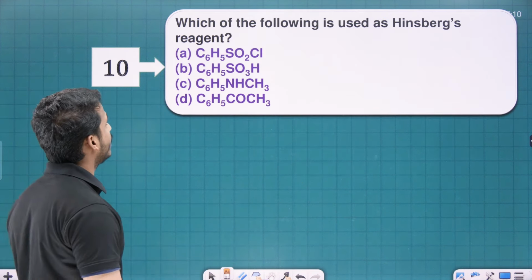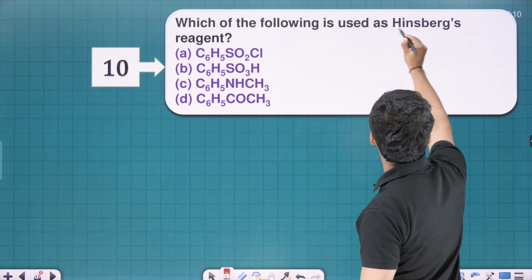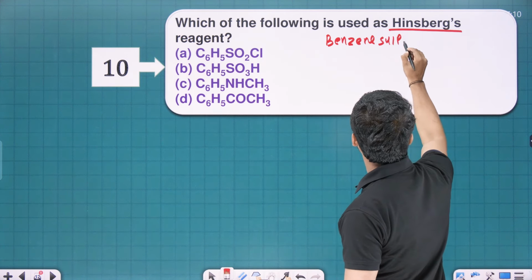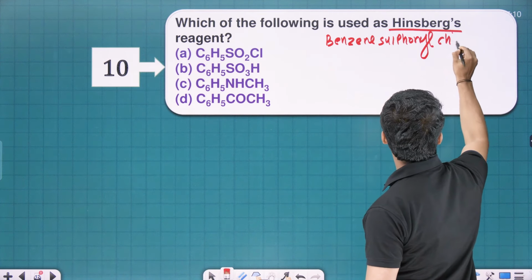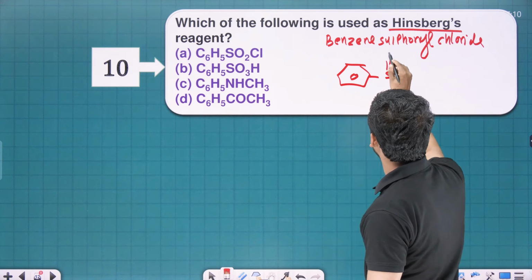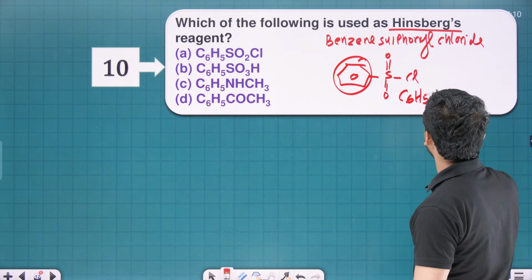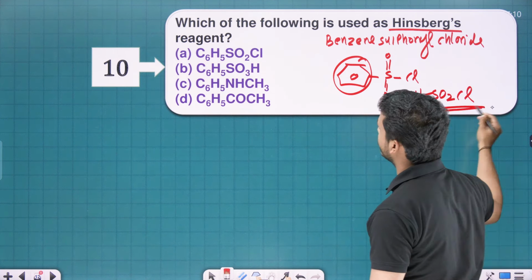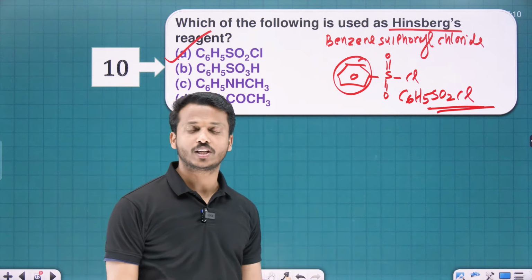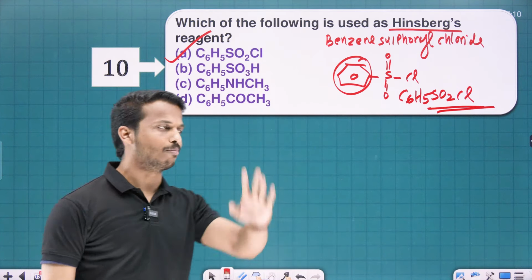Which of the following is used as Hinsberg reagent? What is Hinsberg reagent? Hinsberg reagent is benzene sulfonyl chloride. What is the structure? In short form we can write C6H5SO2Cl. That is option A. What is the purpose of Hinsberg reagent? It is used to distinguish between primary, secondary and tertiary amines, right?